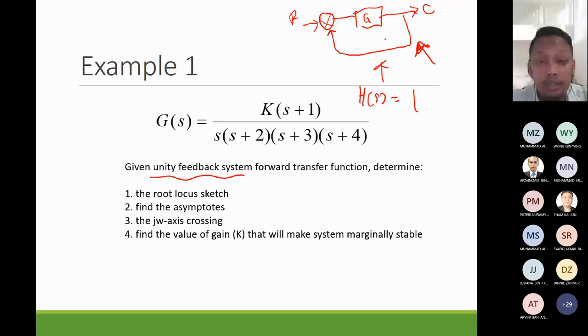Okay, so you are given this unity feedback system with forward transfer function G(s). Determine the root locus sketch, and then find the asymptote, the j omega axis crossing, and the value of K that will make the system marginally stable. So usually when you have this question, even if the question asks you to sketch first, I will calculate all the properties first, like asymptote, j omega axis crossing, K value, and angle of departure if there is one. Because sometimes when you sketch first, you may realize after sketching that it is wrong, for example there is a j omega crossing, or there is an asymptote that you did not find first. So please determine all the properties first before you sketch, okay.